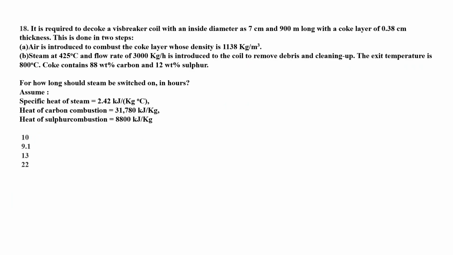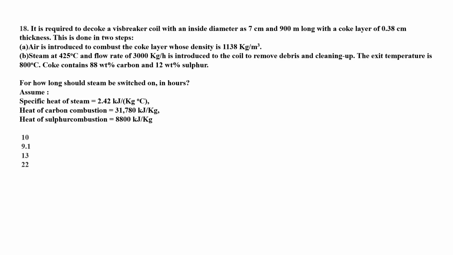and flow rate of 3000 kg per hour is introduced to the coil to remove debris and cleaning up. The exit temperature is 800 degrees C. Coke contains 88 weight% carbon and 12 weight% sulfur. For how long should steam be switched on in hours? Some assumptions are given. Specific heat of steam is 2.42 kilojoule per kg degree C, heat of carbon combustion is 31,780 kilojoule per kg, and heat of sulfur combustion is 8800 kilojoule per kg.